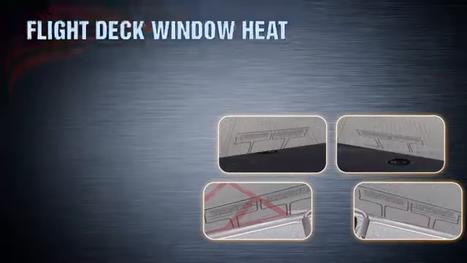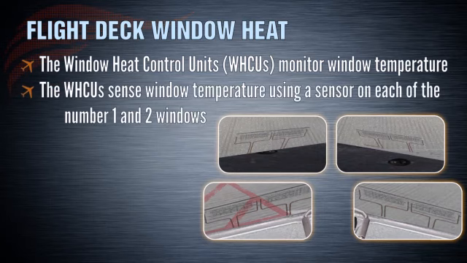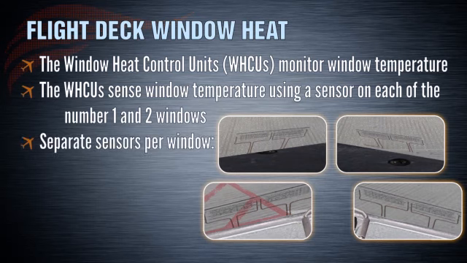The window heat control units monitor the temperature of the windows and heat them to a temperature for maximum strength in the event of a bird strike. The window heat control units sense window temperature using a sensor on each of the number 1 and 2 windows. There are 2 sensors per window, a primary sensor and a spare sensor.